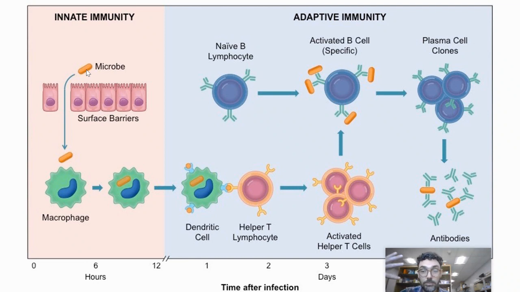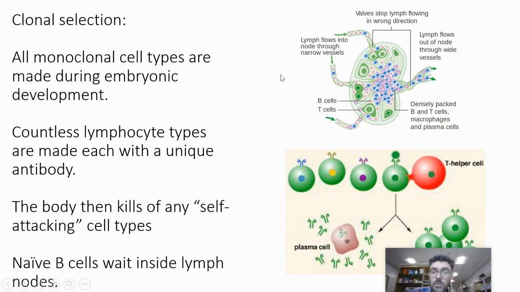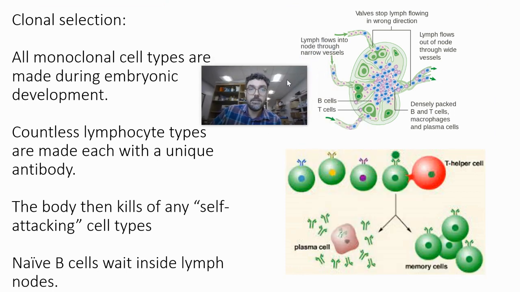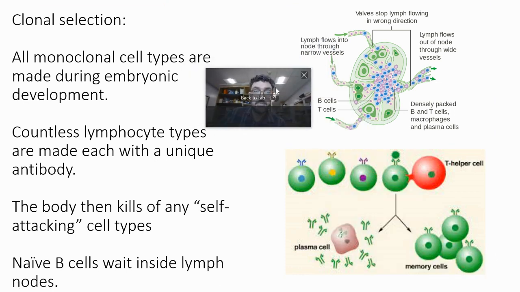So that's the process. Now, I hope at this point you're wondering, okay, how did this B cell know how to fight Gary? Well, this is where things get really weird. There's this concept called clonal selection. And the idea with clonal selection is, and again, this is weird, stay with me.